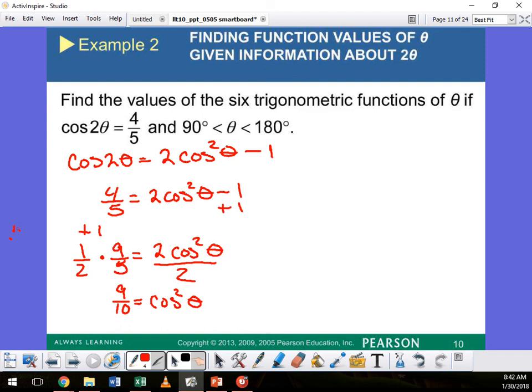Sorry. Now, so we're square rooting both sides, right? So if I square root this, it's going to be the square root of 9 over square root of 10 is equal to cosine right here. There's still a plus or minus here. Cosine theta.